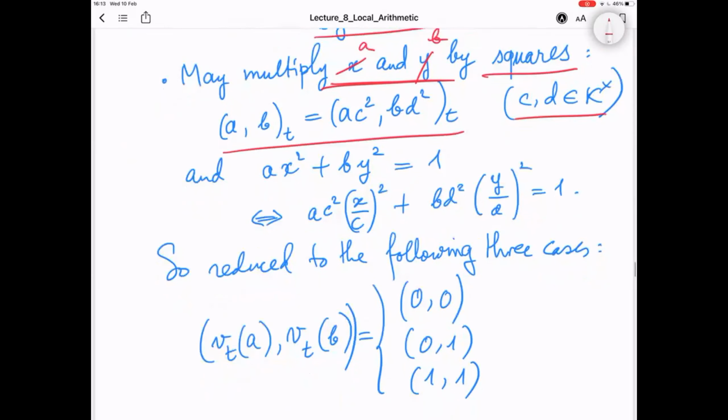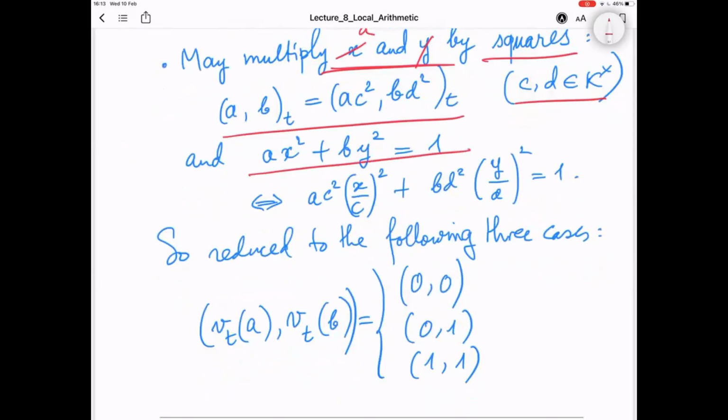And if this equation has a solution, then when I multiply A by c squared and B by d squared, it continues to have a solution. If it has a solution x, y, then the new equation with the coefficients ac squared and bd squared will have the solution x upon c, y upon d, right? So this is not very exciting.